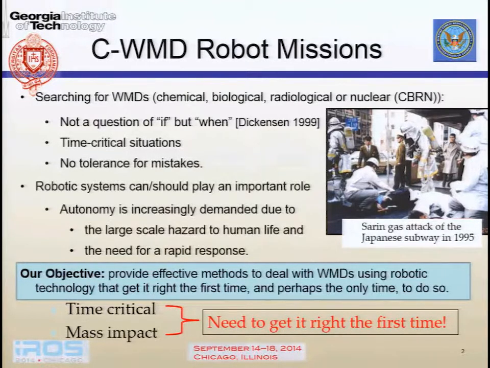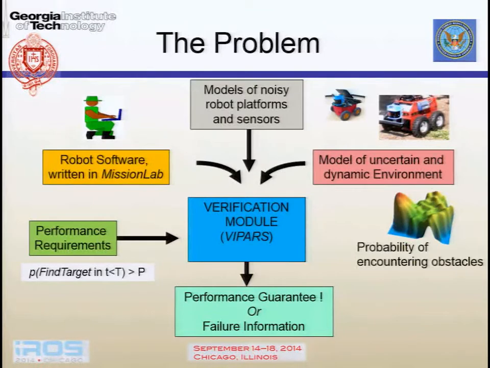We want to be able to provide formal guarantees for autonomous robots that are used in counter-weapons of mass destruction missions. We've extended the Georgia Tech MissionLab Robot Mission Design Toolkit with a verification module called VIPARS. User-designed robot software is combined with pre-existing models of robots, sensors, and environments, and evaluated against a performance requirement to determine whether the combination will always achieve that performance requirement, generating a probabilistic description of the result of the mission.